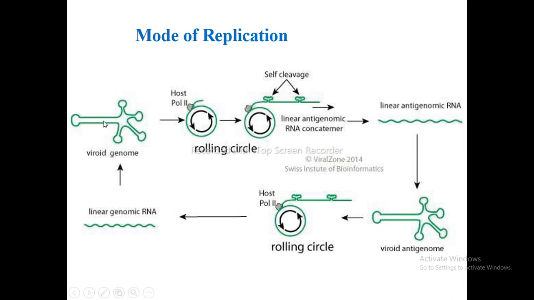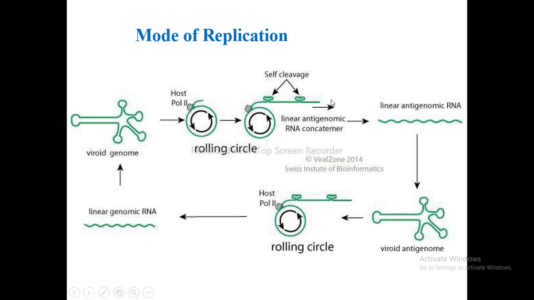Viroid genome gets replicated through rolling circle mechanism using host polymerase 2, and a linear concatemer of viroid genome is formed. Then, because of self-cleavage activity, it gets converted into linear antigenomic RNA. Antigenomic means a copy of the genome, and the sense of this strand is negative sense.